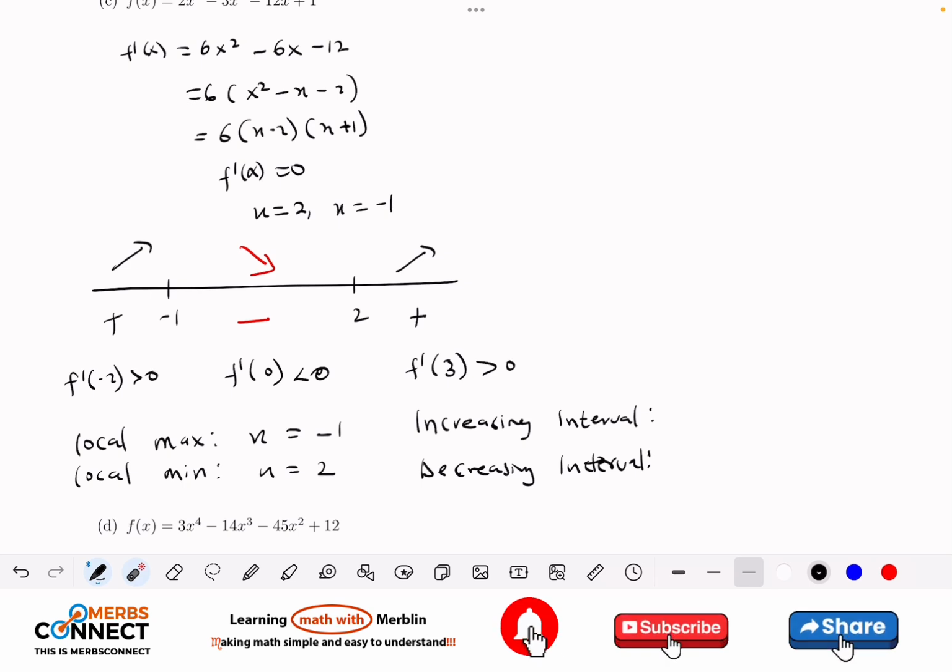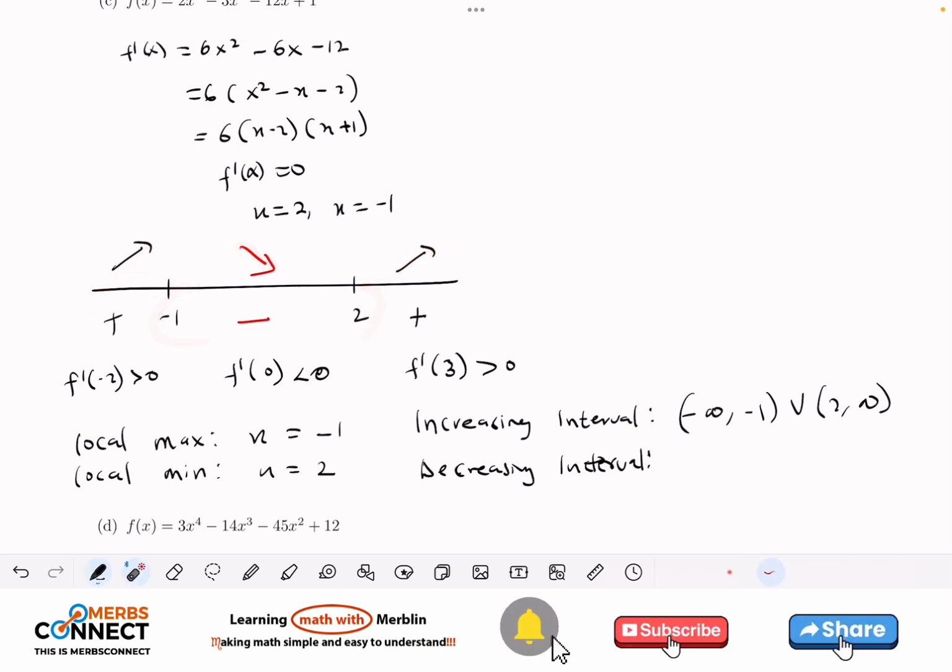For the increasing, we have this and that. So we are going to have minus infinity to minus 1 union 2 to positive infinity. So increasing, increasing. Then the decreasing happens between minus 1 and 2. So minus 1 and 2, that will be the decreasing interval. Right. Good. So that is what is going to happen.